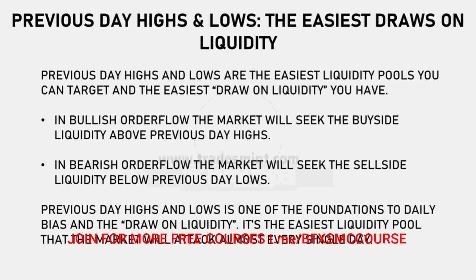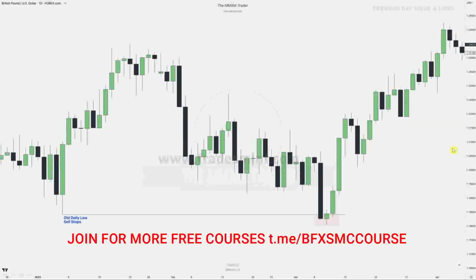Previous day's highs and lows is one of the foundations to daily bias and the draw on liquidity. It's the easiest liquidity pool the market will attack almost every single day. So now let's look at this next chart. We've got a daily chart for GBP USD.